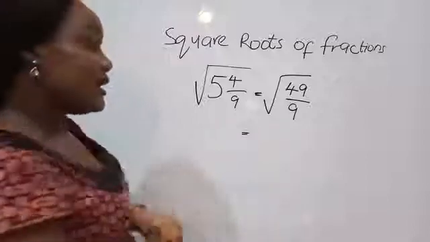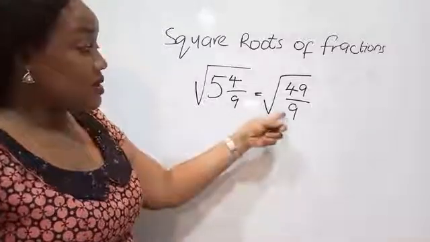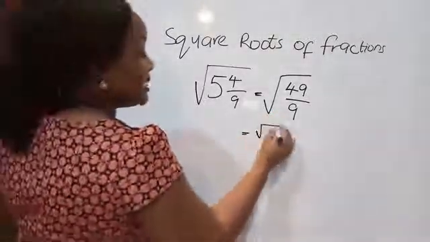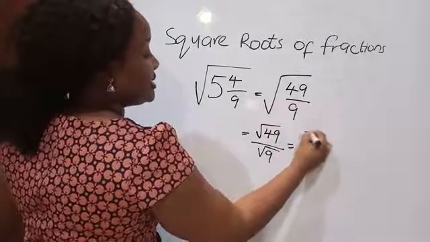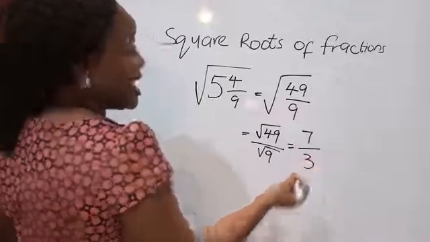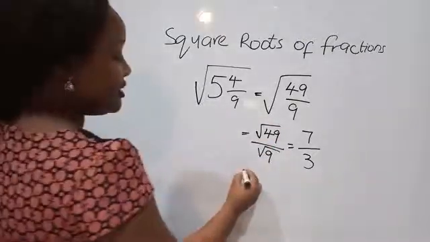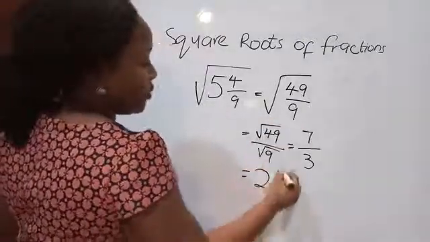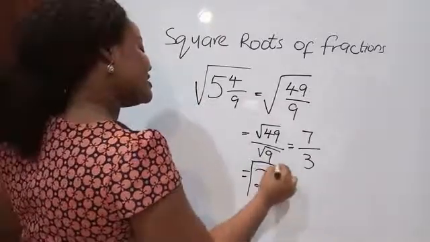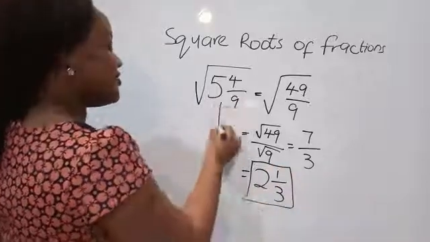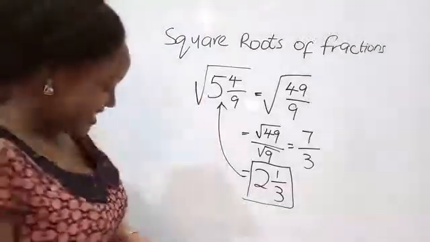Okay, and we have the square root of 49 is 7, square root of 9 is 3. So we have the same thing as saying square root of 49 over square root of 9, which gives us what? 7 over 3. And you can convert it to a mixed fraction back. So we have 2 whole number, 1 over 3. And that, my dear friends, is the square root of 5 whole number, 4 over 9.